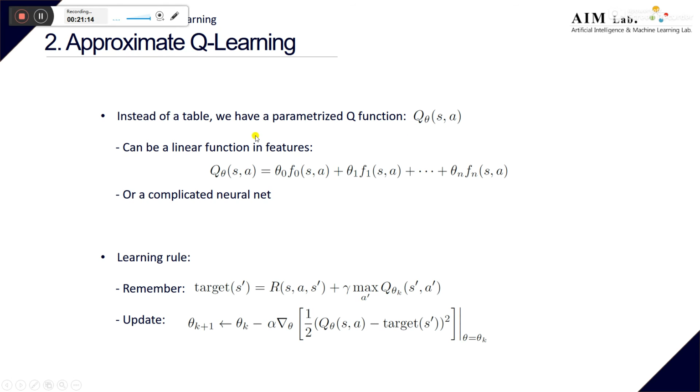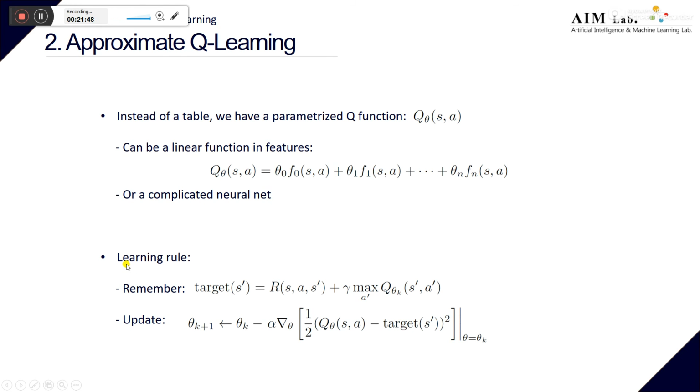This parameterized Q function can take a very simple form, such as a linear function of some features that we define by hand. So f0 through fn are our hand-designed features, and theta 0 through theta n are the learnable parameters of the parameterized Q function. Or we can use a complicated neural network for Q theta.